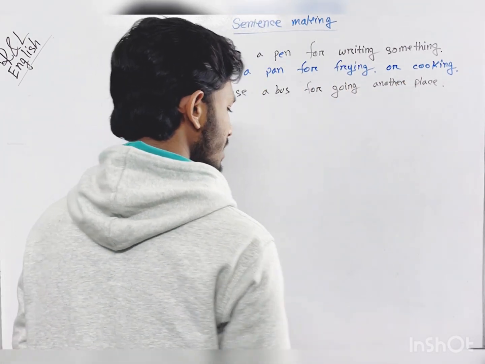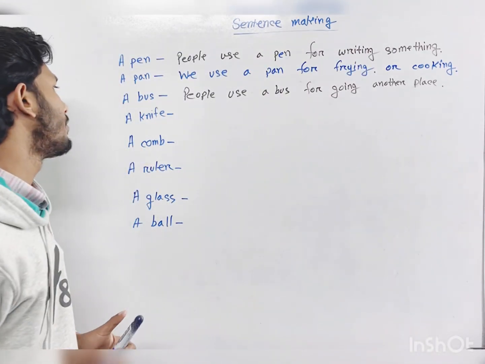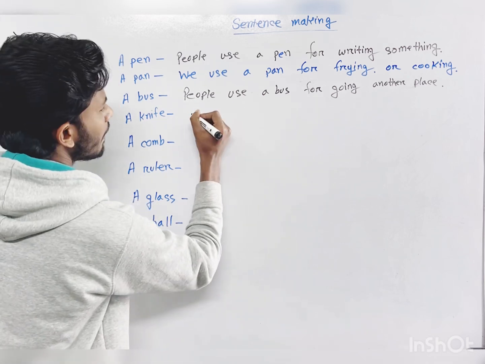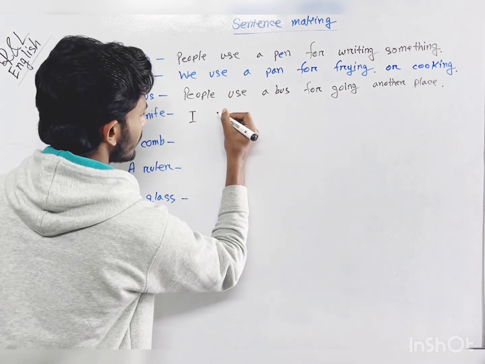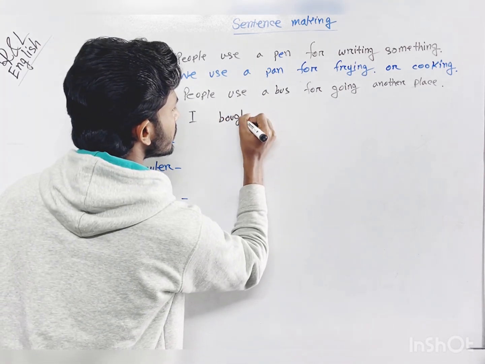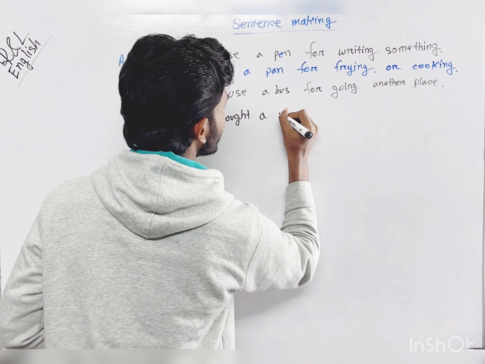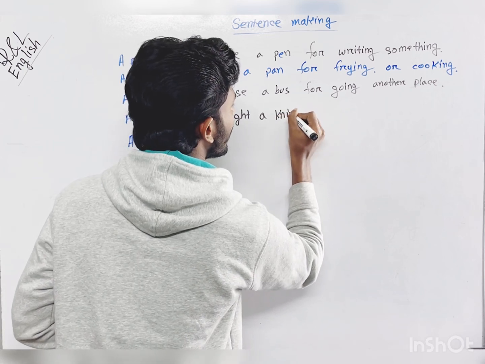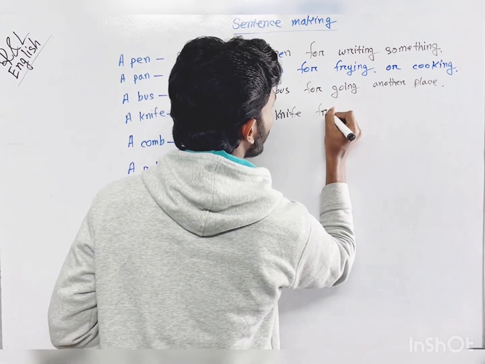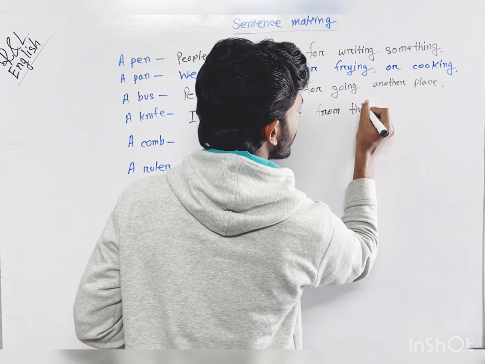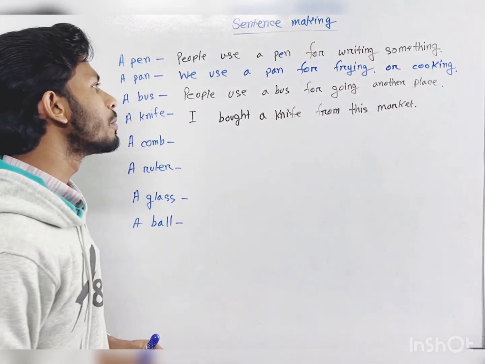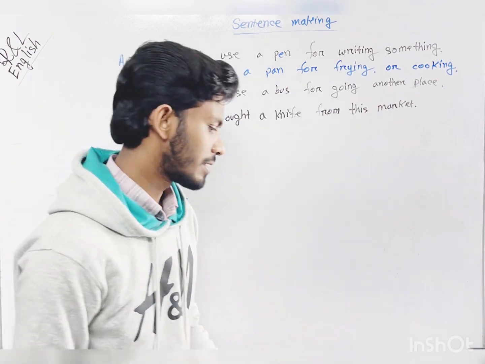Okay, and the next word is a knife. So what is the sentence we can make? I bought a knife from this market. Okay, or people use a knife for cutting various things.